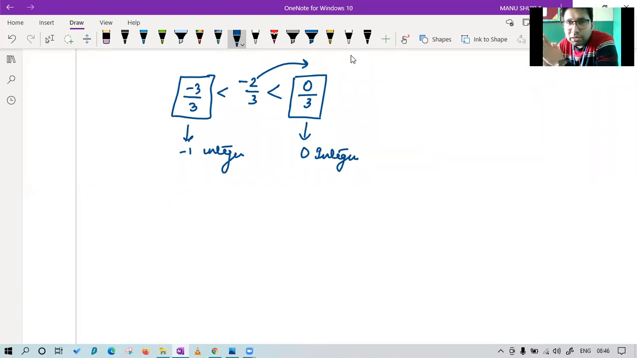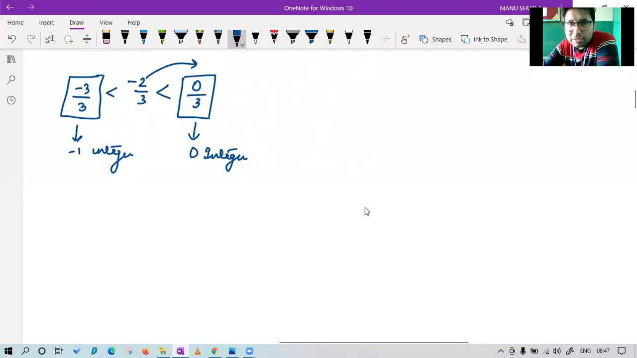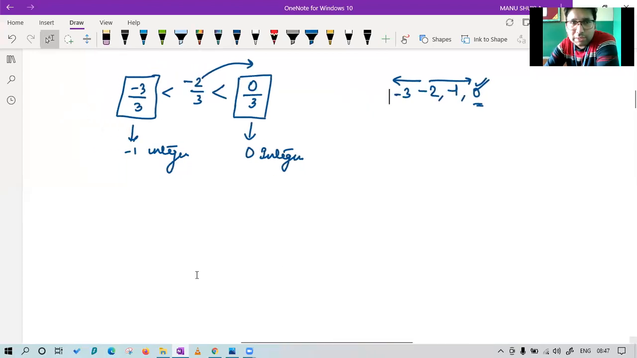What I have done is increased minus 2 to 0, because we know that minus 2, then minus 1, then 0. 0 is the number which is larger than minus 2, and minus 3 is the number which is smaller than minus 2. So that's why I have found this.